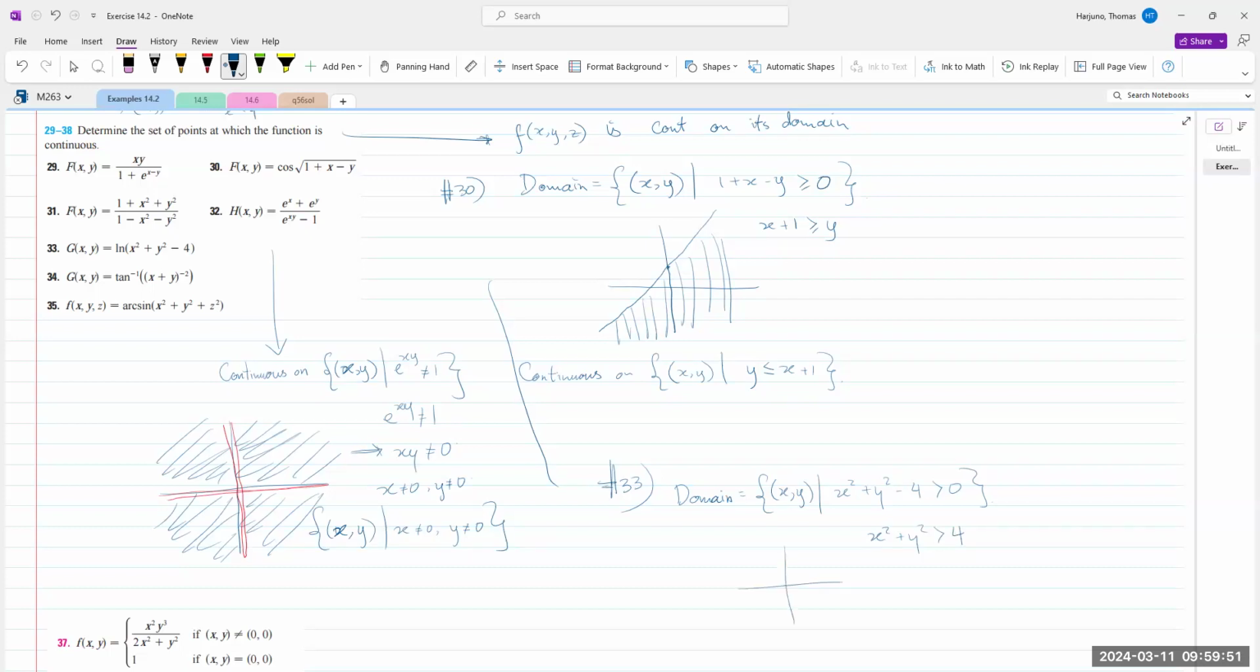So it is outside of this circle of radius 2, not including the boundary, though. The boundary still does not make it continuous there.